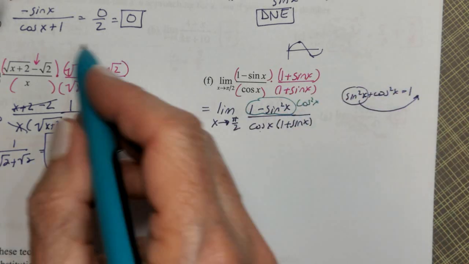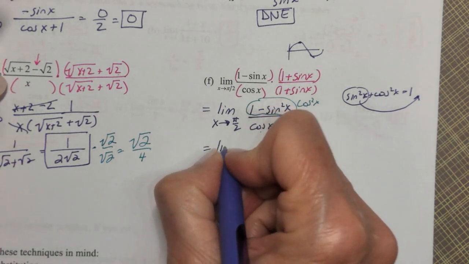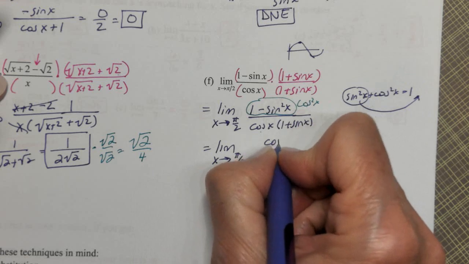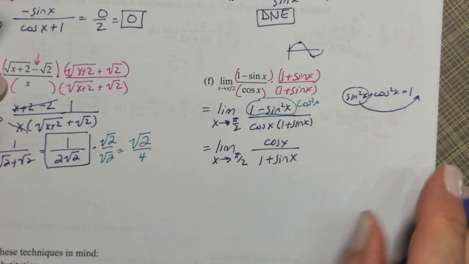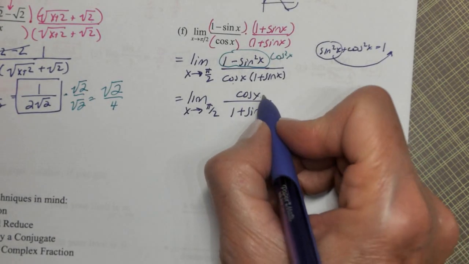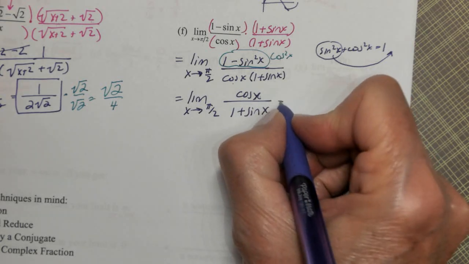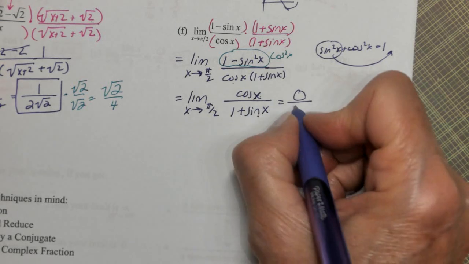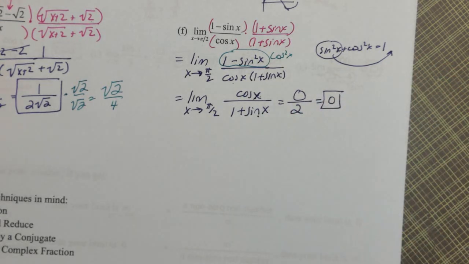One of these cosines reduces, and I'm left with the limit as x goes to pi over 2 of cosine x over 1 plus sine x. Plug pi over 2 into what remains. Cosine of pi over 2 is 0. Sine of pi over 2 is 1, so in the denominator we have a 2. This whole thing is 0, and we're done.